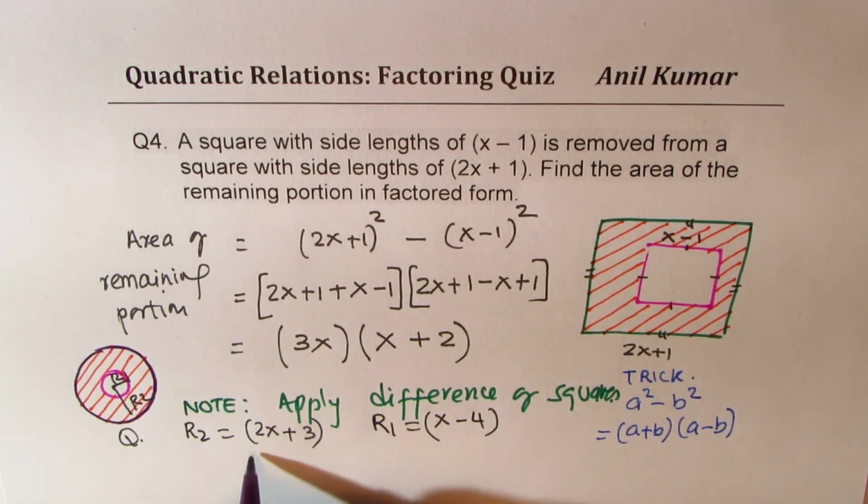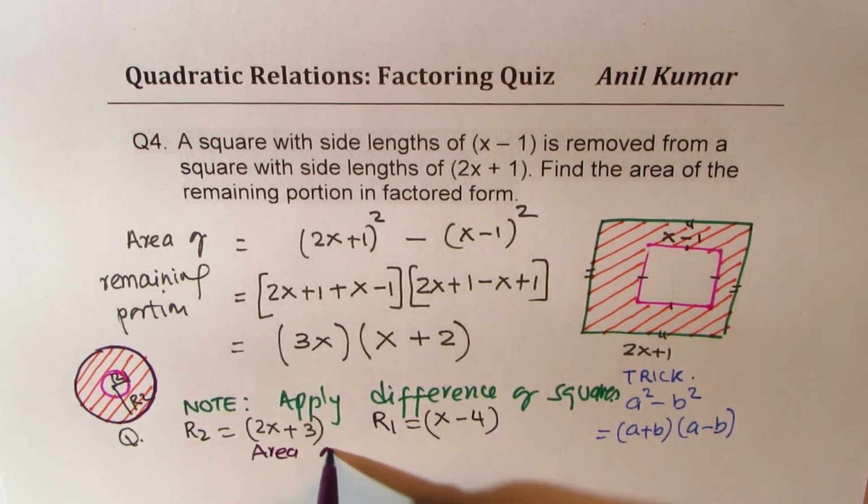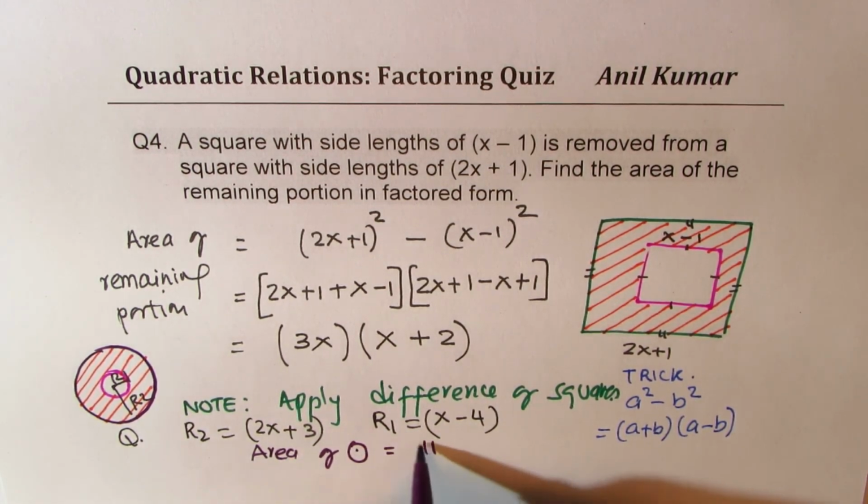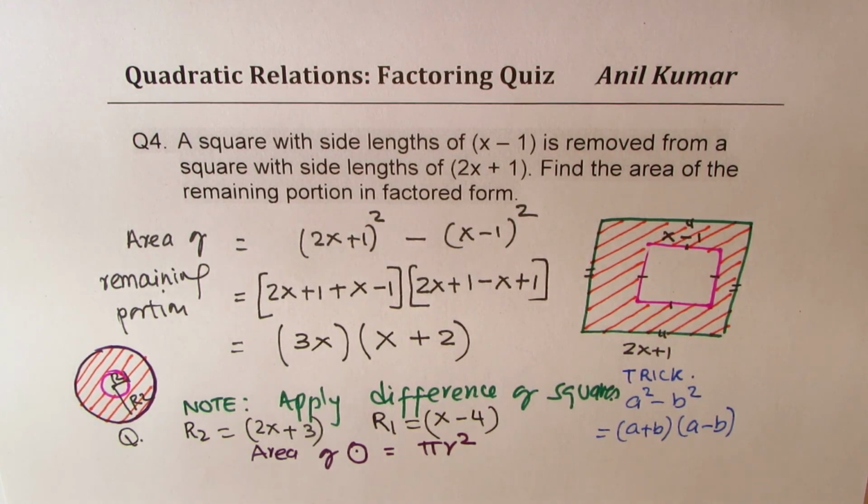As you know, area of a circle is pi r square, right? So you could use area formula pi r square, get the area of the remaining portion. So I hope this exercise helps you to understand how important factoring is and how to do factoring for quadratic functions, quadratic relations. I hope you understand and appreciate it.